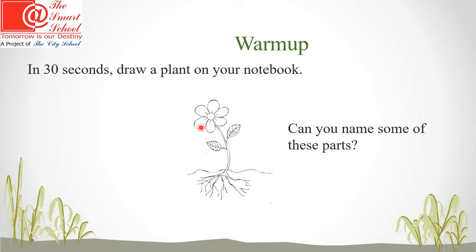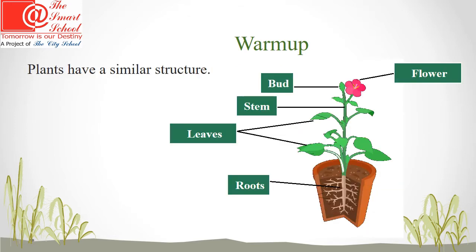This looks like a flower. These are obviously leaves, and these are the roots. These are the parts of a plant which have different functions and they help the plant to survive. Plants have a similar structure. You can see the picture of the parts of a plant labeled over here.